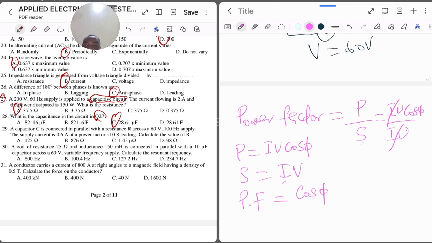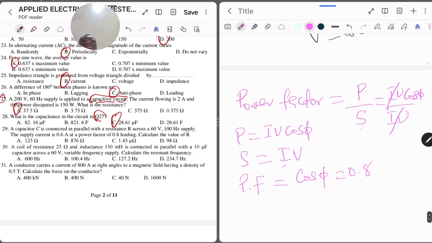Now, by looking at this, we know that the power factor is 0.8. So it means that this one will give us 0.8. Based on this, you see that I can find the active power, which is P. We know that P is going to be equal to, based on this formula, the power factor times the apparent power.